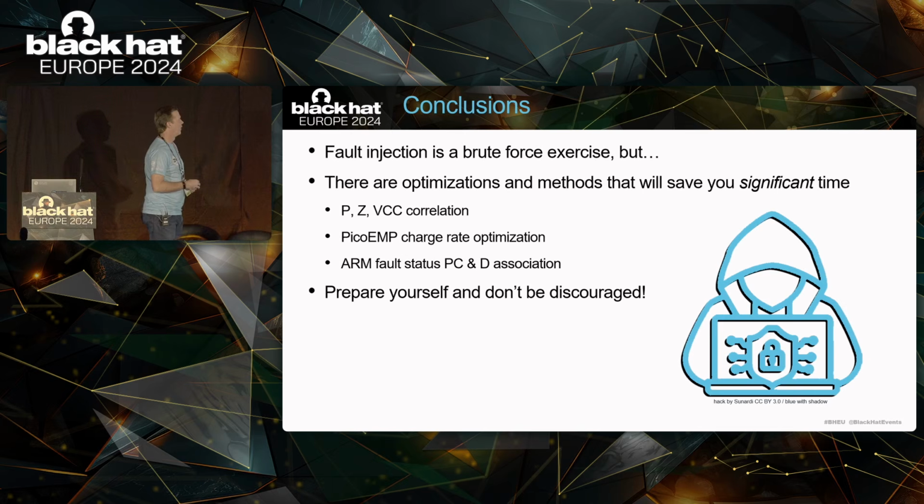So, overall, what have we learned? Fault injection brute force can take a lot of time, but hopefully we've given you a lot of tips and things that can help reduce the time. As we talked about, the PZ, VCC correlation, the charge rate optimization. We also optimize commands inside the Pico EMP. And certainly the ARM fault status registers are very useful for reducing your overall brute force space and helping you get results faster. So prepare yourself for brute force. Don't get discouraged. This was our first time, but we got it to work.